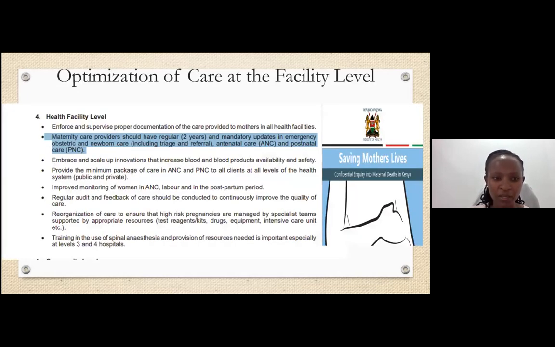And some of the recommendations that were given, I'll just highlight one, that maternity care providers should have regular, at least 2 yearly, and mandatory updates in emergency obstetric and newborn care, that's including triage and referral. And antenatal care and postnatal care was also emphasized. So this actually forms the basis as to why the Kenya Obstetrical and Gynaecological Society is holding this series, so that we can keep ourselves updated and we can keep reminding ourselves of the various management procedures for our obstetric patients.